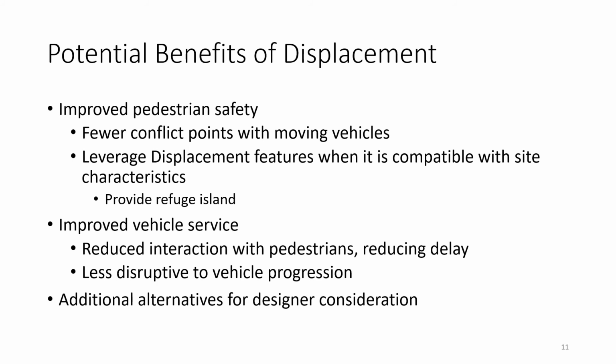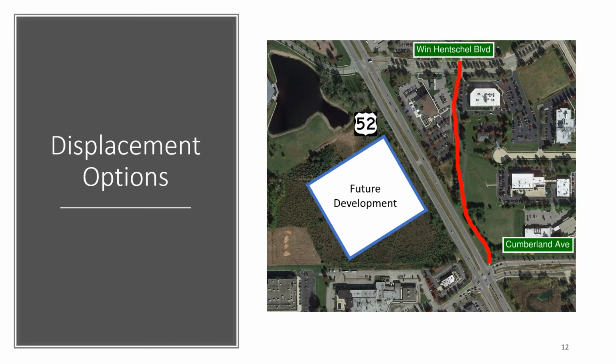All in all, the displaced crossing means improved pedestrian safety and improved vehicle service. For pedestrians, they will have less conflicts now with turning vehicles and will potentially have a refuge island, allowing them to wait between opposing lanes. For vehicles, reduced interactions with pedestrians would mean reduced delay and being less disruptive to the vehicle progression along the corridor. This also allows for an additional alternative in the designer's toolkit.